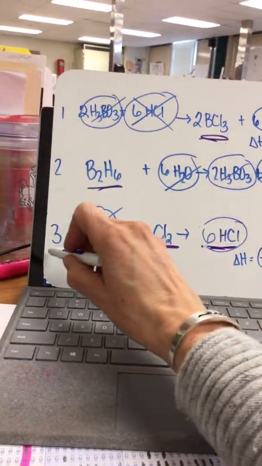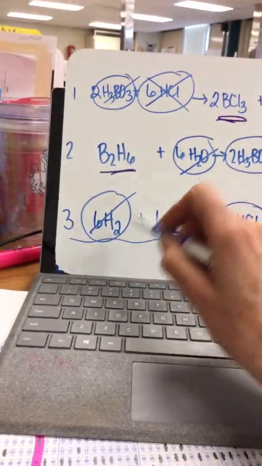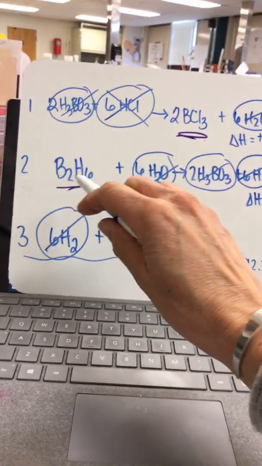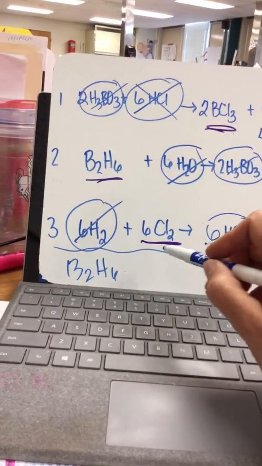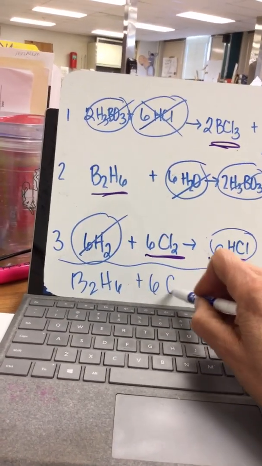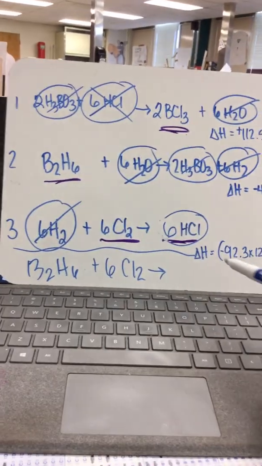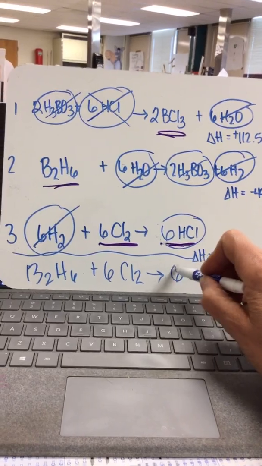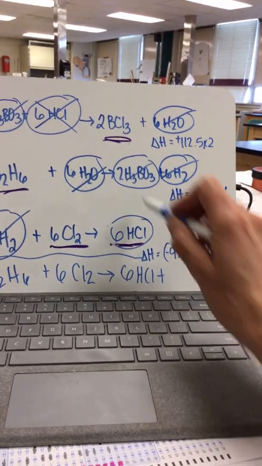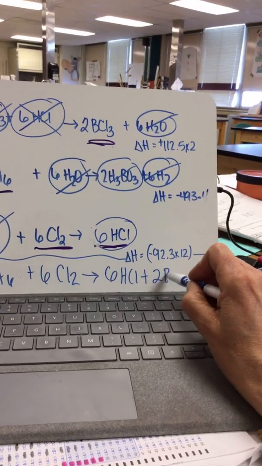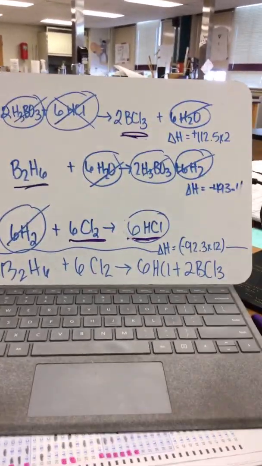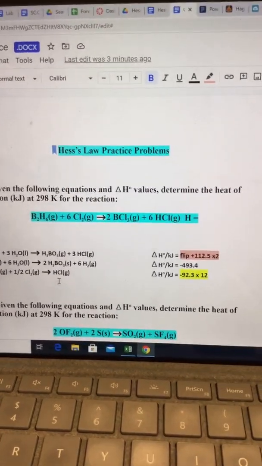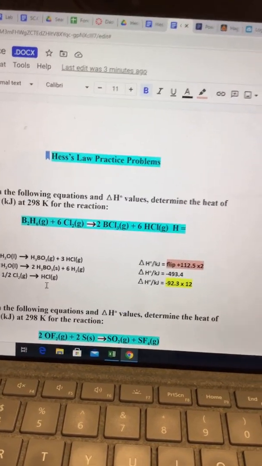So in the end, what I end up having is exactly what I needed. I needed B2H6 plus 6 Cl2s, yield arrow, gives me 6 HCl plus 2 BCl3s. Okay? We're going to always check our work and make sure that we end up with exactly what they asked us to find up in that blue equation. And it is. It's exactly what I needed to find.